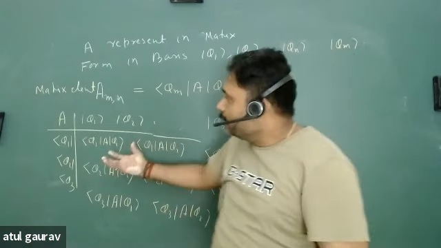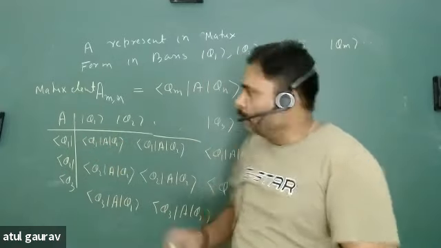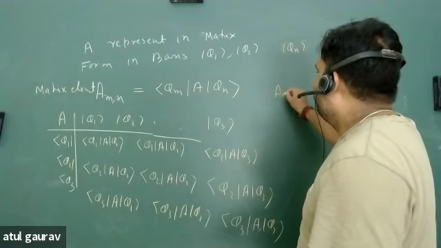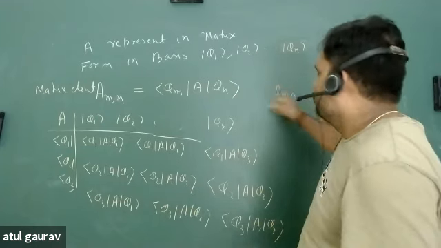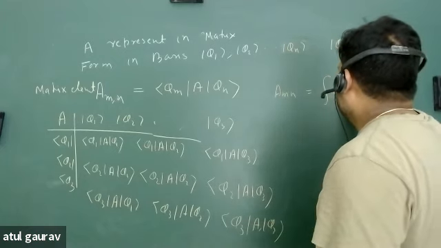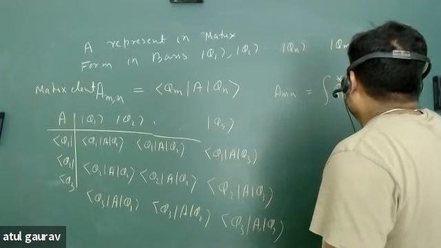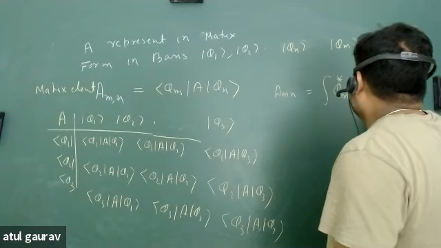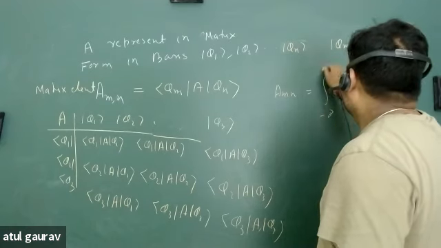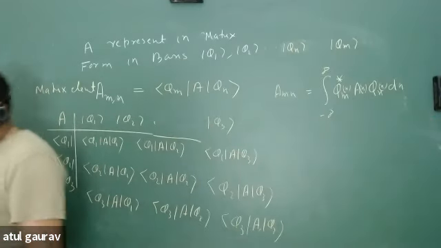You can represent this same thing in integration form also. If I am writing A_mn, and A is given as some function, then you can write the integral of phi m star, A, phi n dx. So I have to represent A as a function of x, and obviously we go from minus infinity to plus infinity. There is not any problem.